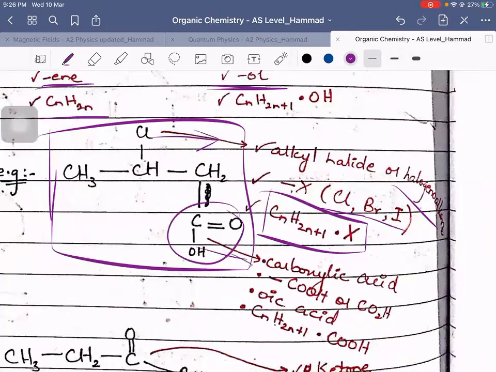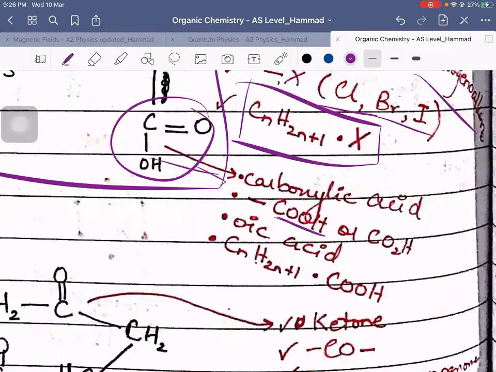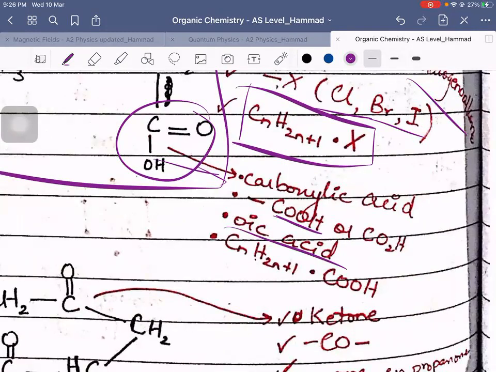COOH was carboxylic acid, you know from O levels. There is an -oic acid at the end of the name. 1 carbon atom, methanoic acid. 2 carbon atoms, ethanoic acid. 3 carbon atoms, propanoic acid, and so on.